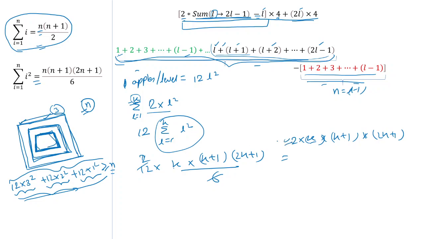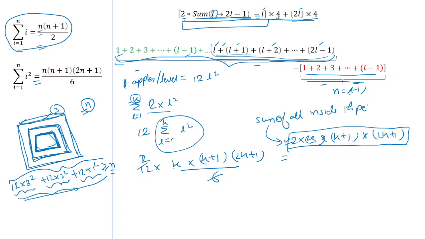If you put 3, the summation of this particular parameter, then summation of this, as well as summation of this from this particular formula. So this particular formula that we have got will give us the sum of all inside the perimeter, sorry, perimeter, and we are going to use this formula only.